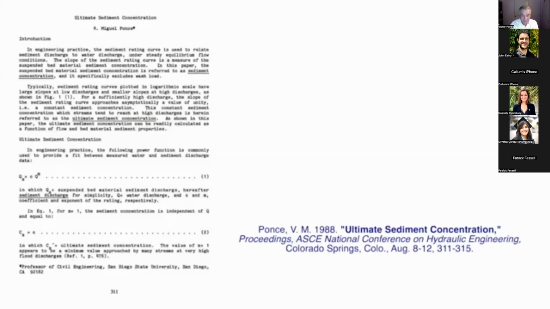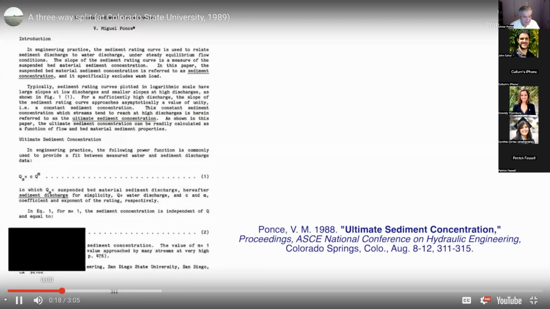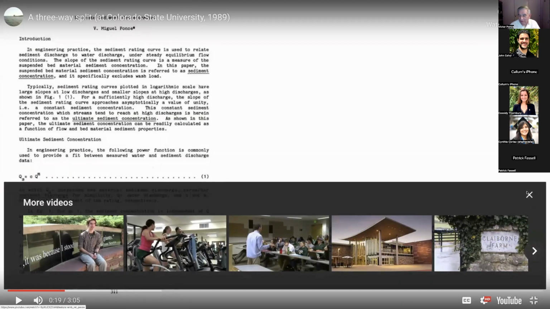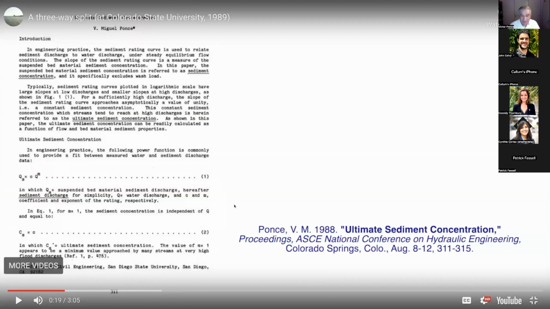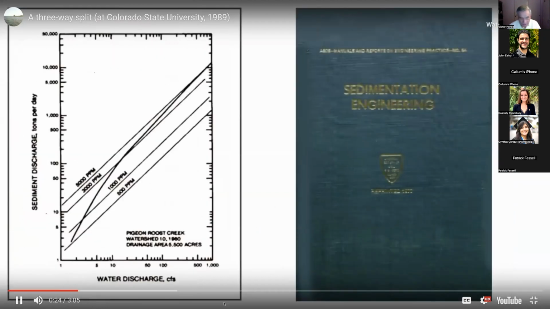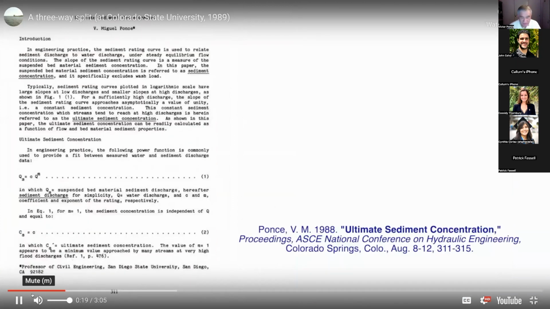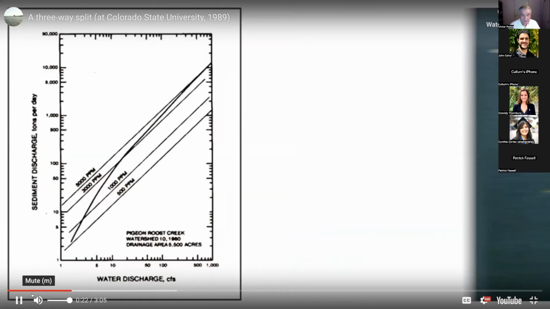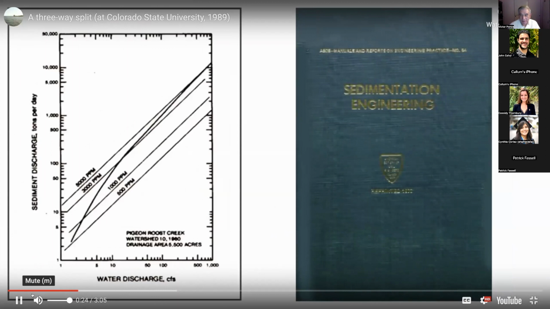In 1988, I wrote a paper entitled Ultimate Sediment Concentration, which we already covered in the last session in detail. So you already know what it contains and how we wrote it. Interpreted a statement in Chapter 4 of the ASCE Manual number 54, Sedimentation Engineering, regarding sediment rating curves.